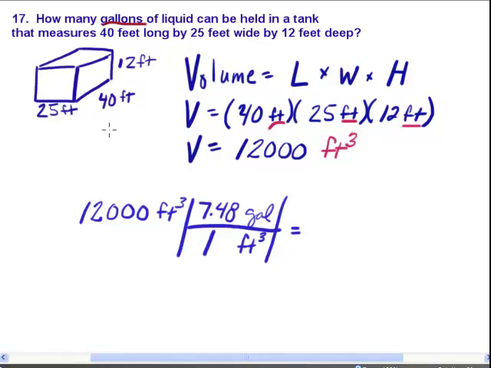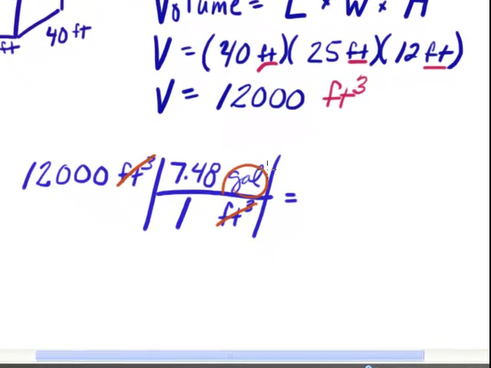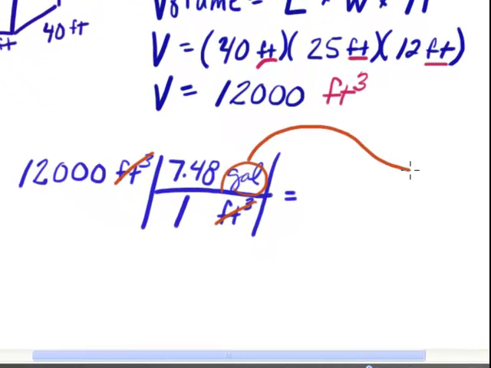And it looks like I'm done. I'm just going to verify that my units actually cancel. I've got cubic feet on the top, cancels with cubic feet on the bottom, and it leaves me with gallons. And those gallons that are left over are going to come over here and become part of my answer. Okay, so there's gallons.